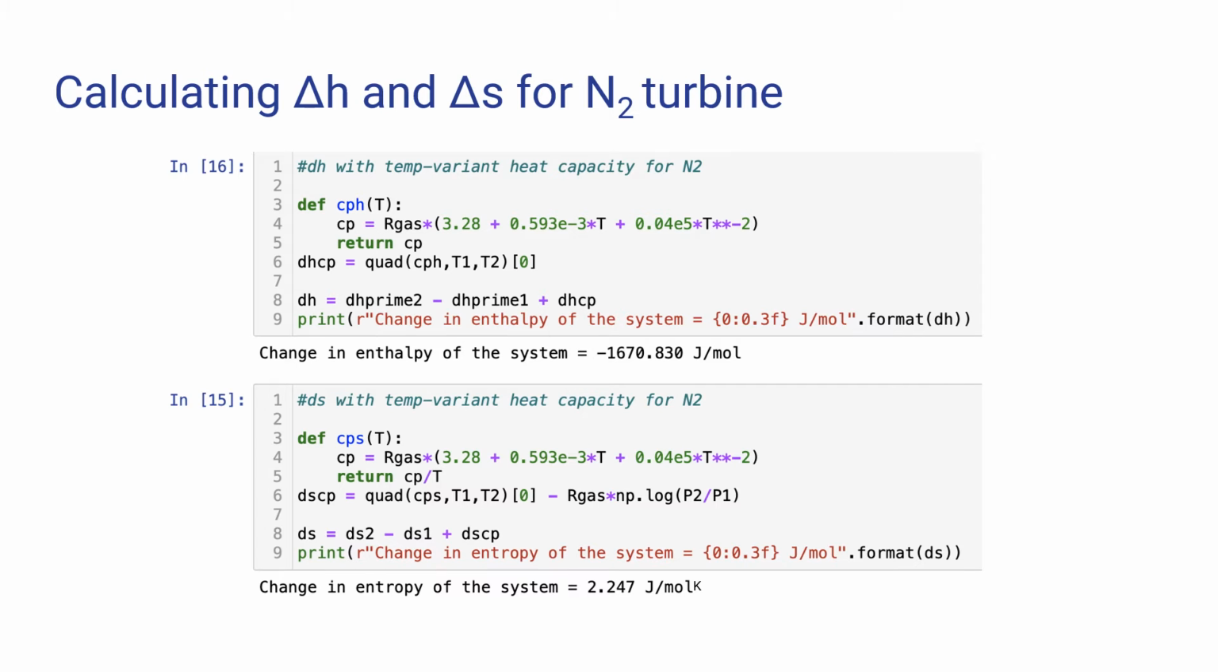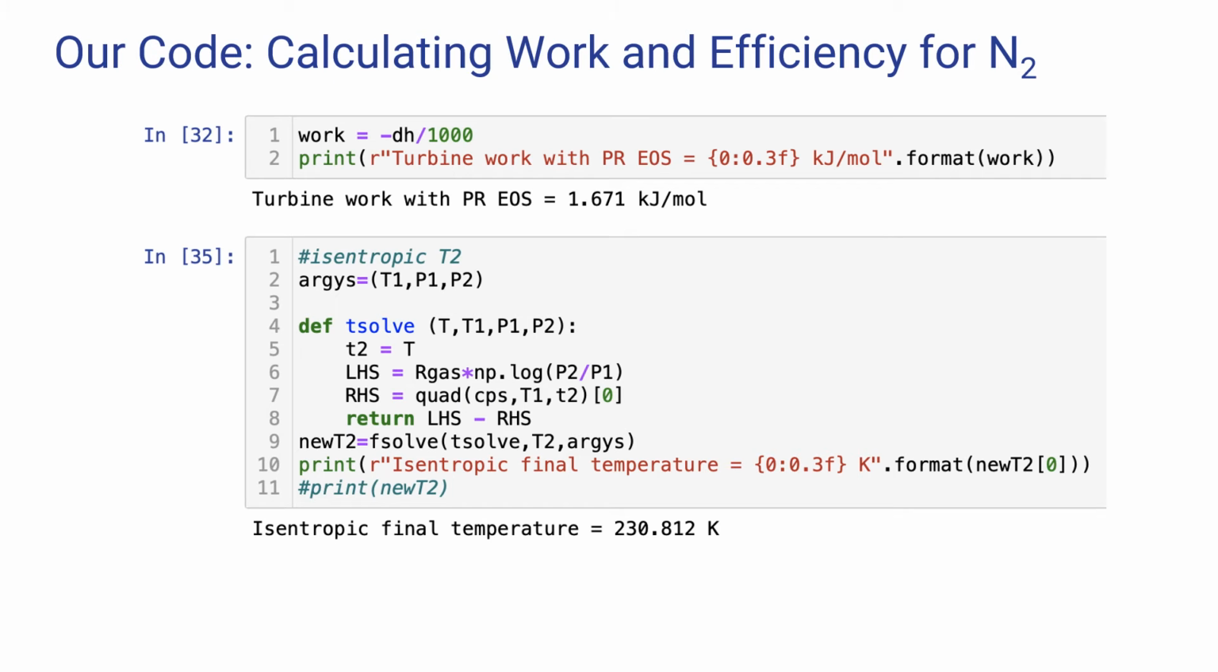The ideal changes in enthalpy and entropy were computed between states 1 and 2, and the total changes in enthalpy and entropy were then summed up using the departure functions as well as the ideal changes. By making the assumption that the work is equal to the negative change in enthalpy, the work of the turbine can be computed as shown in the first section of code on the slide. Additionally shown is the calculation of a new final temperature, assuming an isentropic process with the same inlet conditions and outlet pressure. This will be used to help calculate the efficiency of the turbine later on.